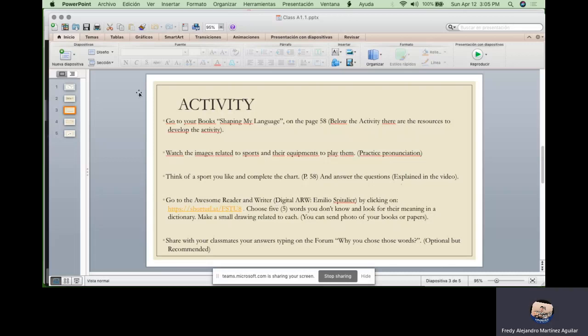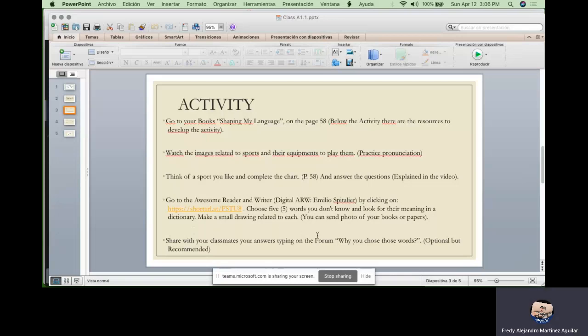Remember, those different slideshows and resources are going to be included below the activity on Sistema Uno's platform. Don't worry. When we read and analyze those things, we are going to choose 5 words that we don't know and look for their meaning in a dictionary. We look for the definition in English, please, not in Spanish, in English, and make a small drawing related to each.